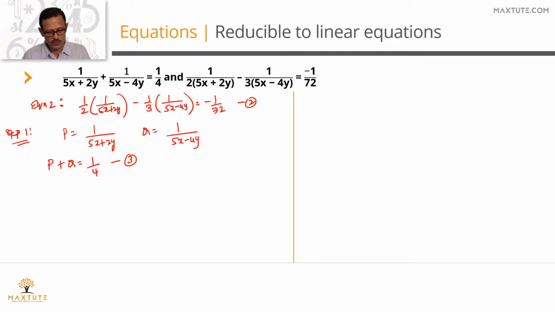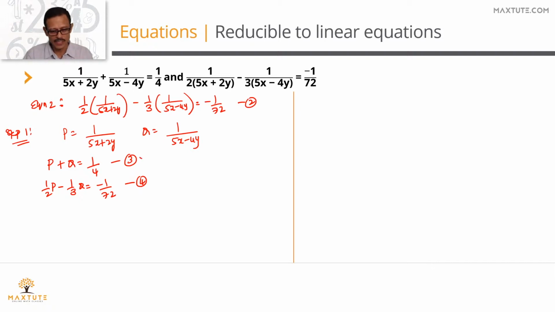Let's take equation 2. This format is easier to figure out. 1 by 5x plus 2y is a p. So this equation will become half p minus 1 by 3q is equal to minus 1 by 72. Let's say this is equation number 4. So we have two equations in two variables which resemble the standard format of a pair of linear equations in two variables. Let's solve them using the elimination method. The only thing here is the coefficients are fractions. There's absolutely no problem on account of that.